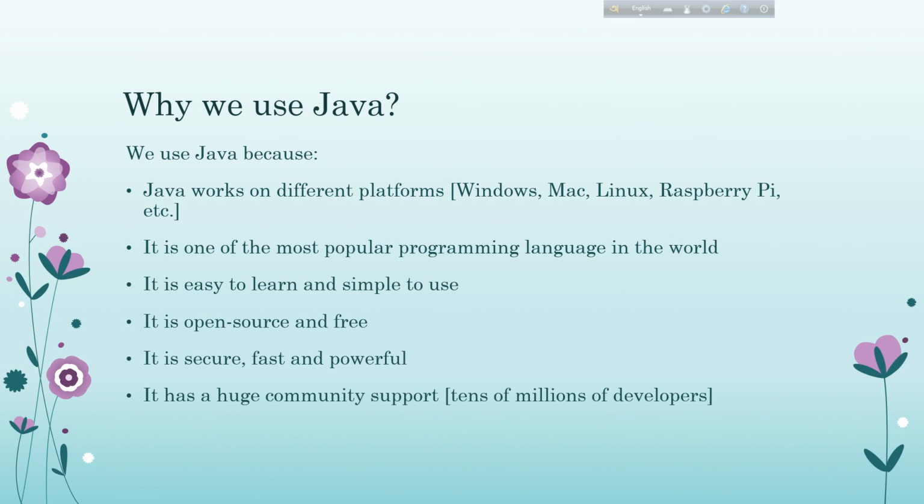Why do we use Java? We use Java because Java works on different platforms: Windows, Mac, Linux, Raspberry Pi, etc. It is one of the most popular programming languages in the world. It is easy to learn and simple to use. It's open source and free. It is secure, fast, and powerful. It has huge community support, tens of millions of developers.